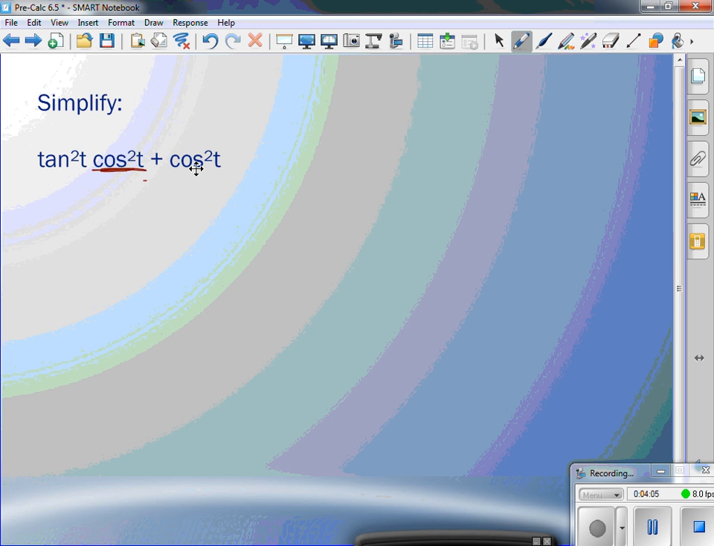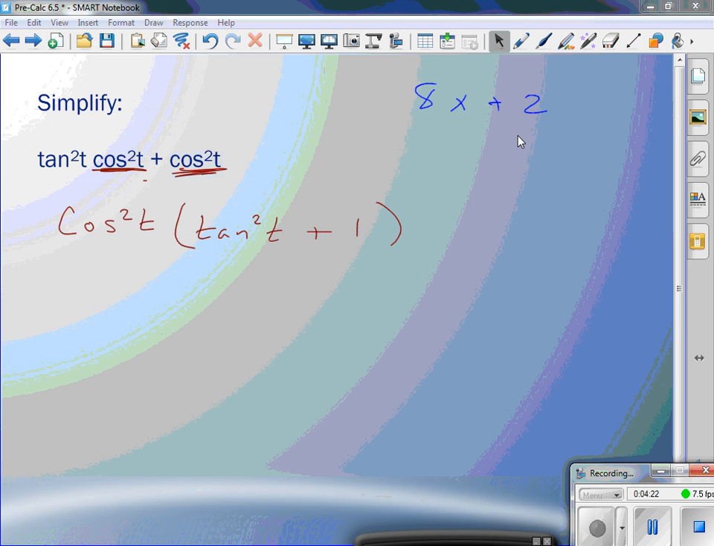What do we want to get? What do you notice? They both have a cosine squared. So I'm going to pull out a cosine squared of t. What am I left with here? Tangent squared t plus 1. If I look at 8x plus 2, what do they both have in common? I pull out 2, so I have 4x plus 1. They both have a factor of cosine squared. Okay? Now I'm going to look at my identities. I have cosine squared of t and I have tangent squared plus 1.